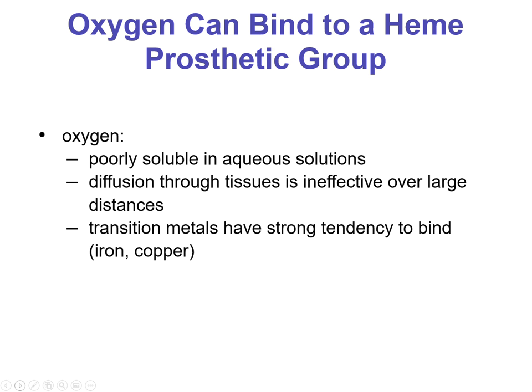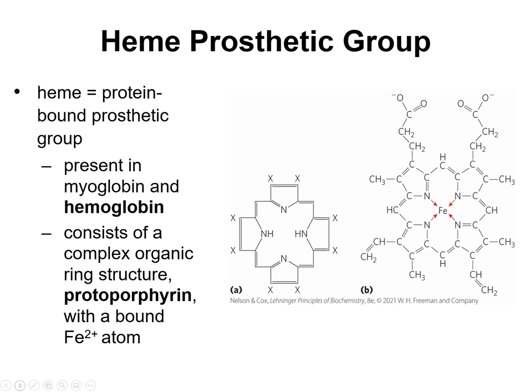Not to mention, within the body, you have all kinds of other molecules that oxygen can interact with, particularly metals. And metals have a strong tendency to bind oxygen. So that oxygen is not going to get to all the places it needs to go if it's just left to its own devices to diffuse through your body and get to the tissues that it needs to get to. Enter the heme prosthetic group.